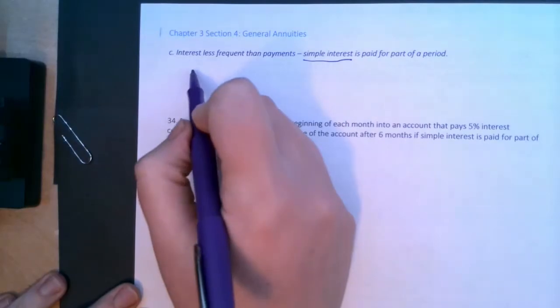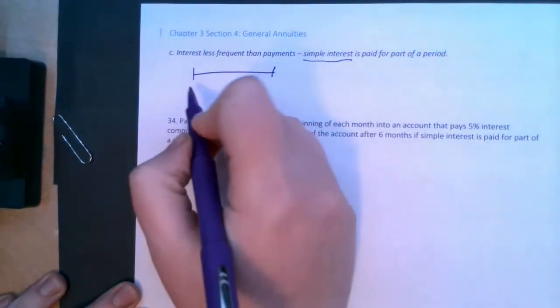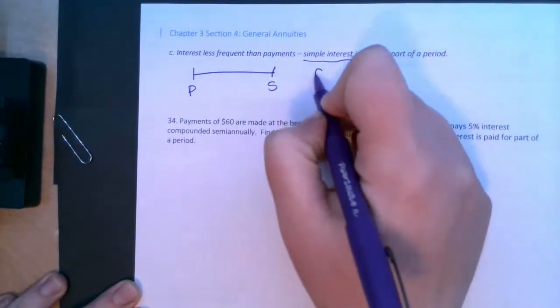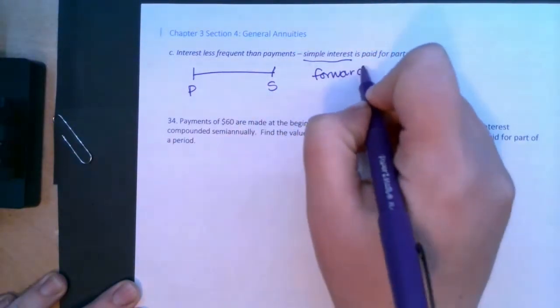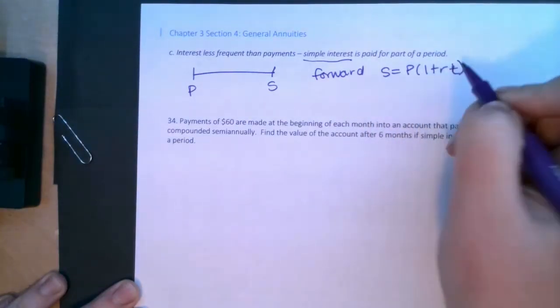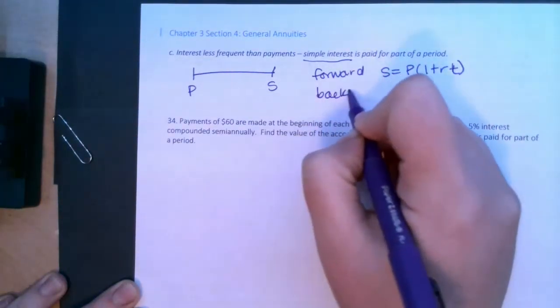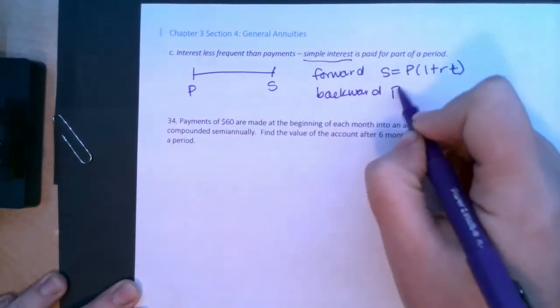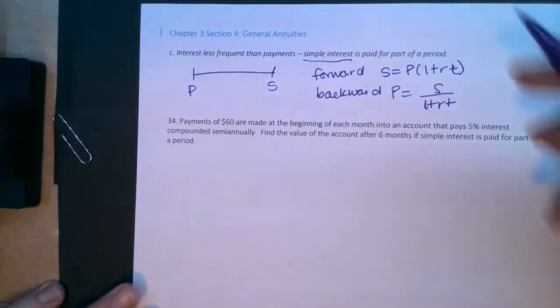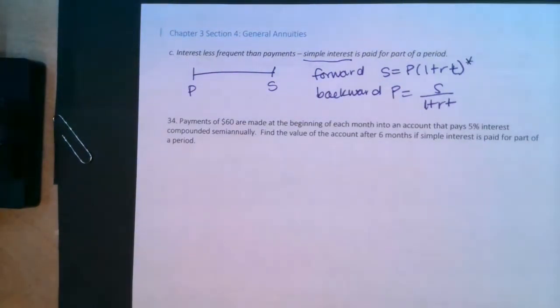Just as a review of simple interest, remember we had P over here, S over here. If we're moving forward, we get S equals P times 1 plus RT. And if we're moving backwards, we get P equals S over 1 plus RT. Usually when we're dealing with this, we move everything forward to the end of the period, but it's always good to review.